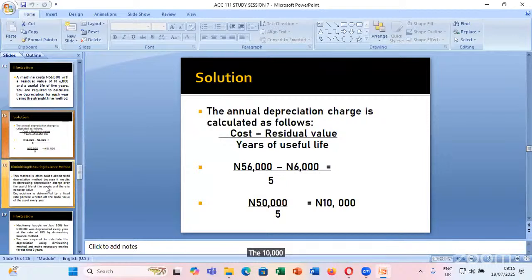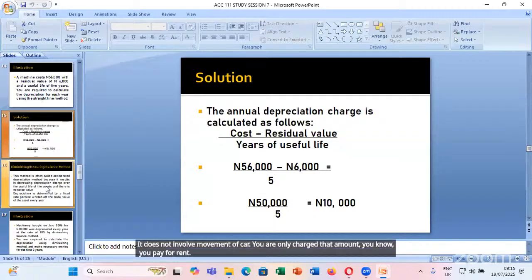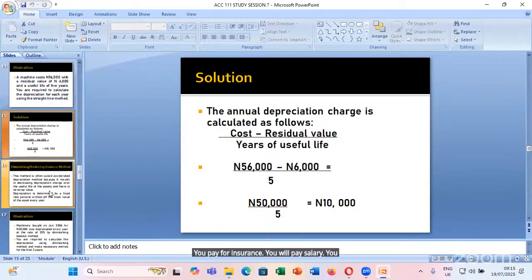The 10,000 naira you have charged for depreciation is a non-cash movement. It does not involve movement of cash. You have only charged that amount. You will pay for rent, insurance, salary, fuel, and electricity; those involve movement of cash. But the 10,000 naira you charge on depreciation, who are you going to give it to? Is there a depreciation somewhere that will collect it? No. The money remains in your account. Despite the fact that you have deducted it from your profit, the money still remains in your account because it is a non-cash movement item. So you are saving the 10,000 naira for a future time when you will accumulate it to get another machine. We call it a non-cash movement item.